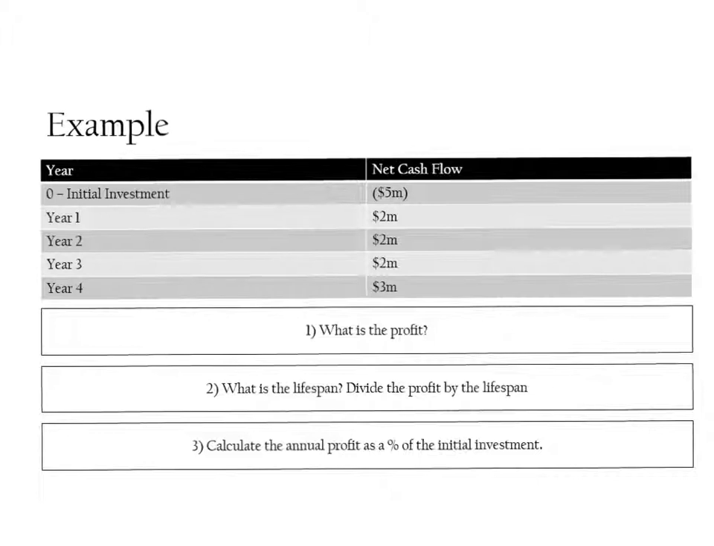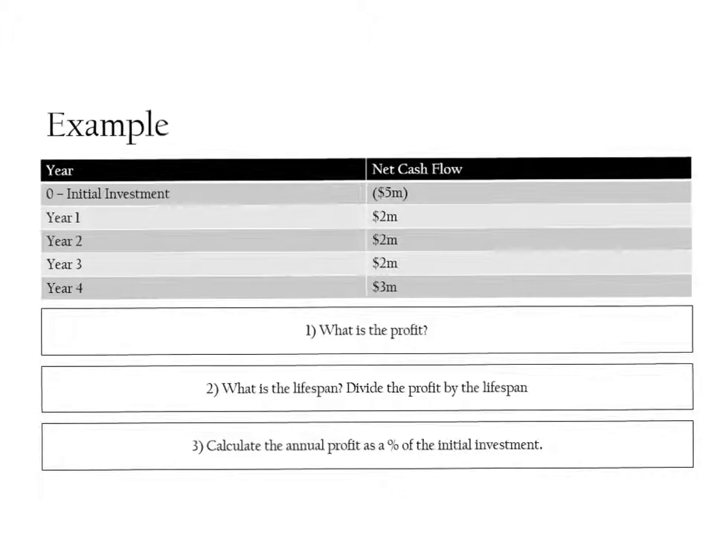And then, what is the lifespan? Well, the lifespan we can see is 4 years because it's given us the 4 years of data. And again, they'll give you this in the case study. So what we do is we'll do a 4 million divided by 4 years, and we'll get a 1 million annual profit from that. And then what we do is we go to step 3, and we get our 1 million, which again we calculated in step 2, and we divide that by the initial investment of 5 million, and we times it by 100, remember, to get a percentage, and we get 20%. So again, 20% is the average rate of return.